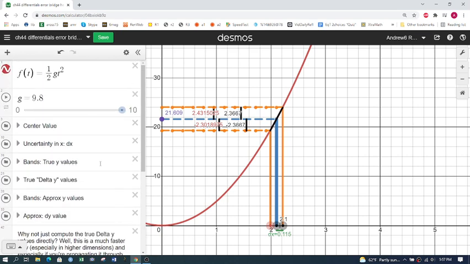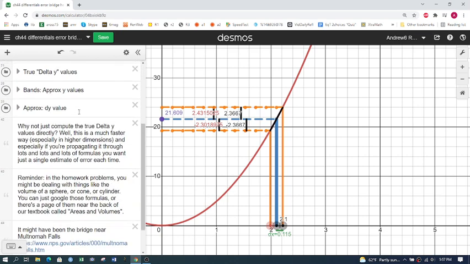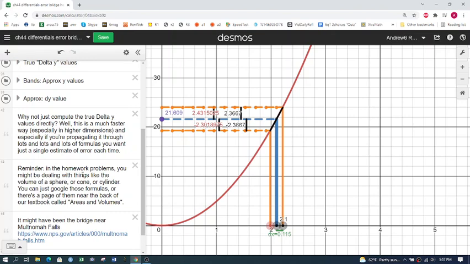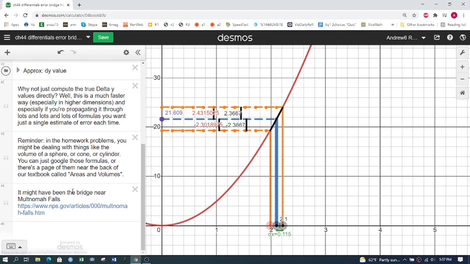We've been doing this for a physics kind of problem, 1/2 gt squared, but in the homework you might be dealing with things like the volume of a sphere, or the volume of a cone, or volume of a cylinder. So you should Google formulas for those to make sure you have those correct. There's also a page near the back of the book, not the very last page, but like 3 or 4 pages from the back, called Areas and Volumes, and that is a good reference.